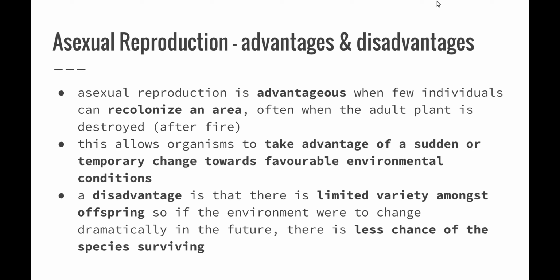Now, a disadvantage, as we've already looked at, is that there is limited variety amongst the offspring. So if the environment were to change again dramatically in the future, there is less chance of that species surviving because of natural selection. There's less variation in the population. Those that are still around may not have the particular trait that is necessary to survive the new environmental change, so they don't reach reproductive age, and therefore the whole species disappears or becomes extinct.